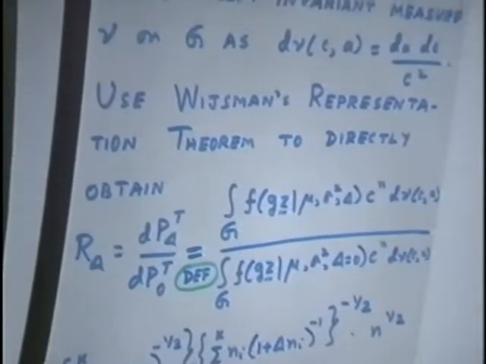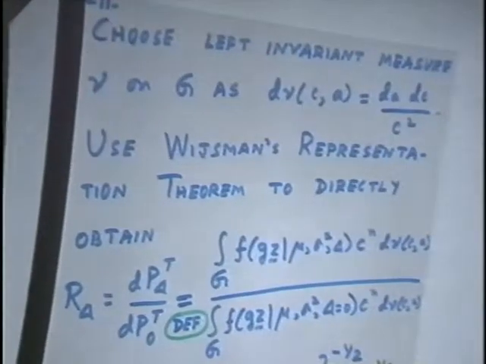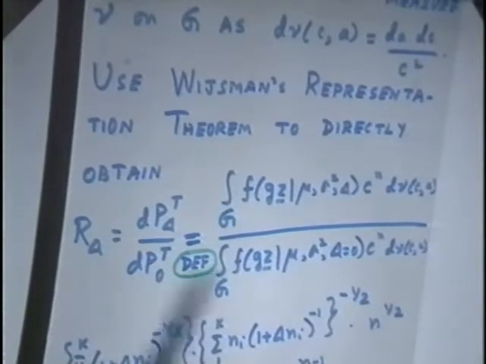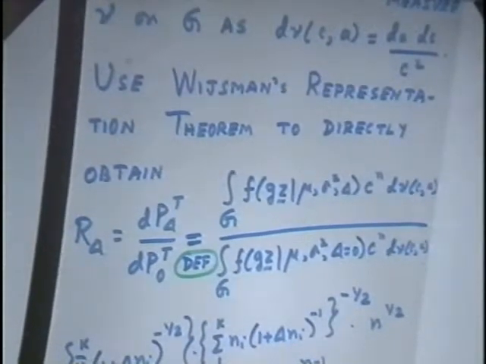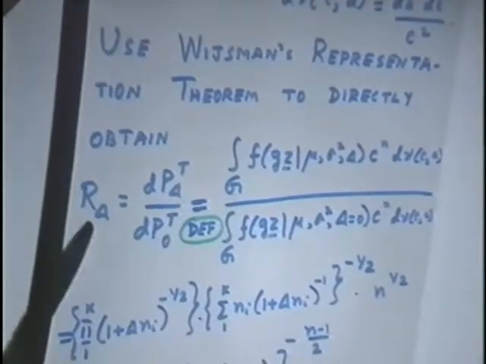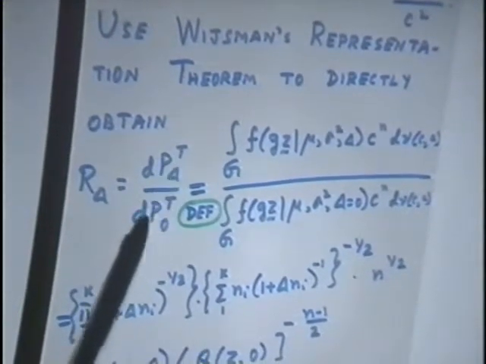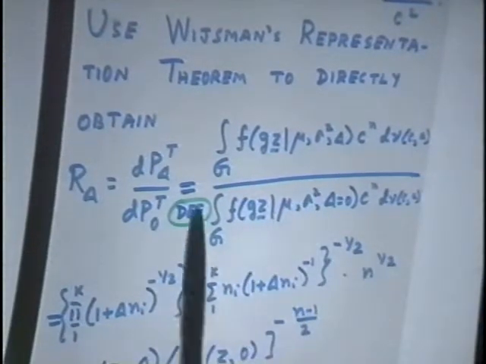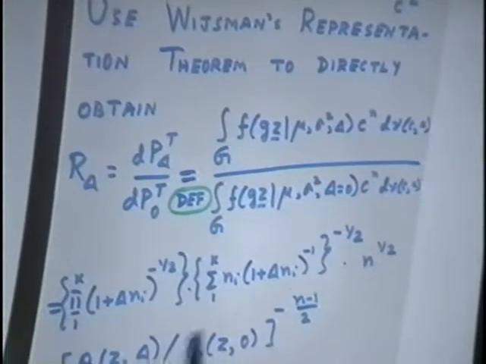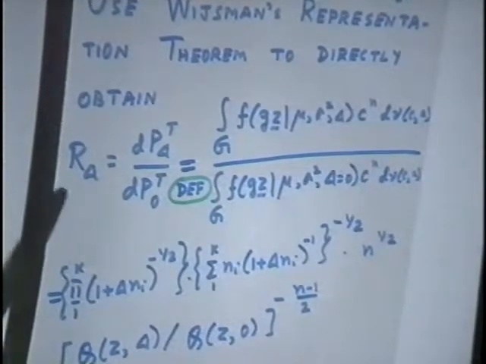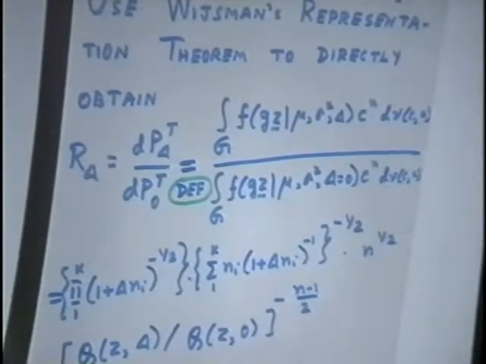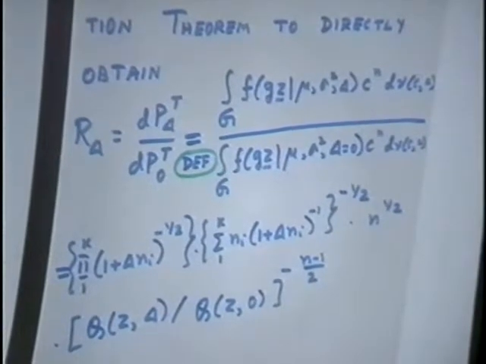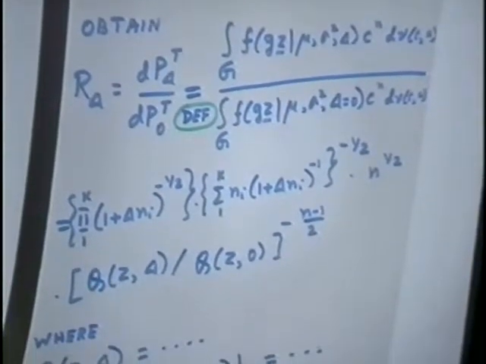So what we do, we choose as a left invariant measure on the group G this dA dC over c squared, and then with a little bit of calculation, you can immediately compute the ratio of the distribution of the maximal invariant, non-null to null. That ratio has this general form, and in this particular problem, if I compute it, it turns out to be this form. So the ratio depends only on the maximal invariant parameter delta, and it's given by this. I didn't write Q_Z(delta), it's quite long, and Z_0 is evaluated at delta equal to 0.